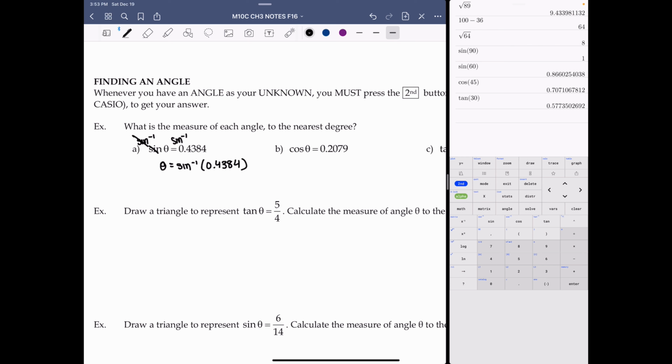We're left with theta equals sine inverse of 0.4384. To do sine inverse in your calculator, you do the second function button, or the shift button on a Casio, then you push sine, and then you type in your number, 0.4384. Calculate, 26.001. We'll round to the nearest whole number, the nearest degree. So theta equals 26 degrees.